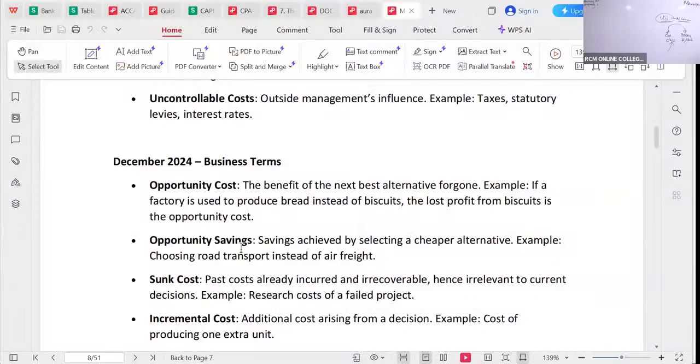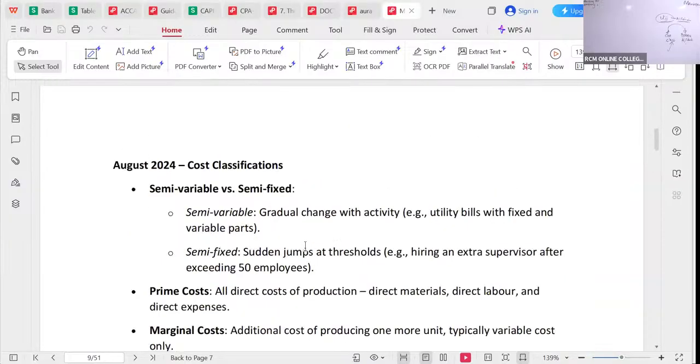So opportunity savings achieved by selecting a cheaper alternative. Example, choosing road transport instead of air freight. Sunk costs, these are past costs already incurred and irrecoverable, hence irrelevant to current decisions. Incremental costs, these are additional costs arising from a decision. Example, cost for producing one extra unit. Please listen here.